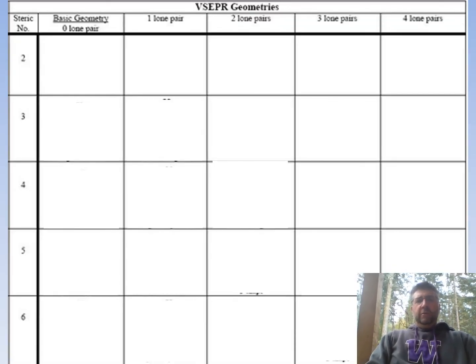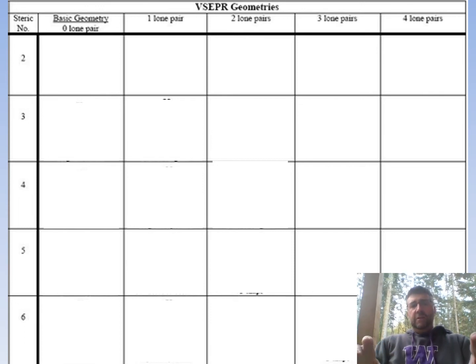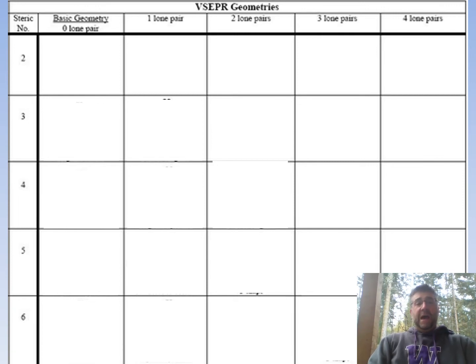Okay, what I want you to do is get out a sheet of paper, or you can access the file that I've placed on the Google Classroom, and make this chart. We're going to use this chart to determine the geometries of different molecules. Along the top of the chart, you're going to put the number of lone pairs that the atom has: 0 lone pairs, 1 lone pair, 2, 3, or 4 lone pairs. 4 lone pairs is a noble gas. That's as many lone pairs as is possible. Going down the side, we're going to have steric numbers. Steric numbers are the number of directions in space things leave from a central atom.